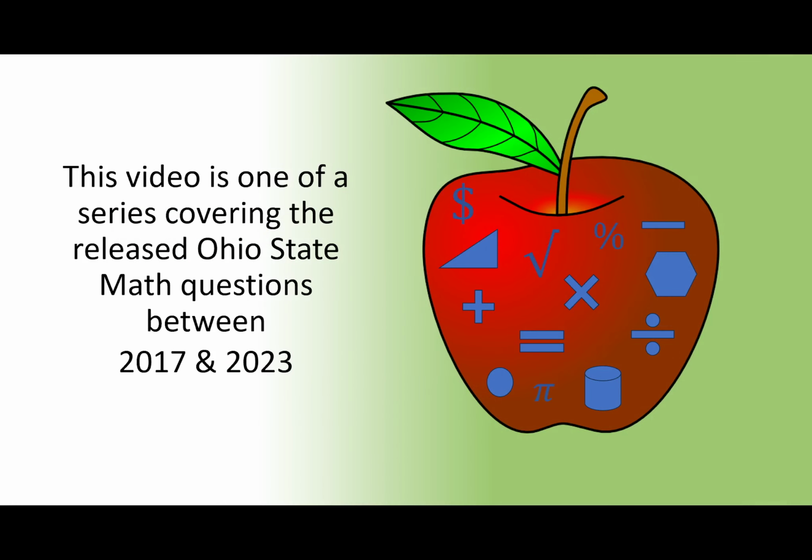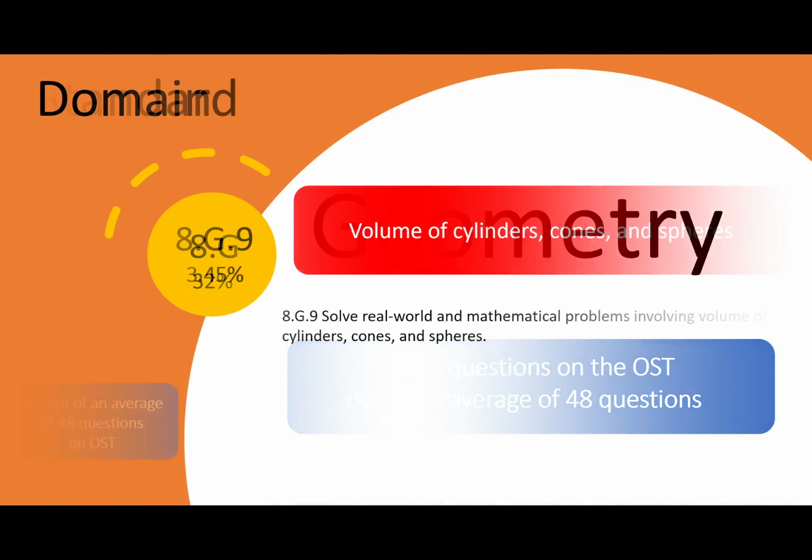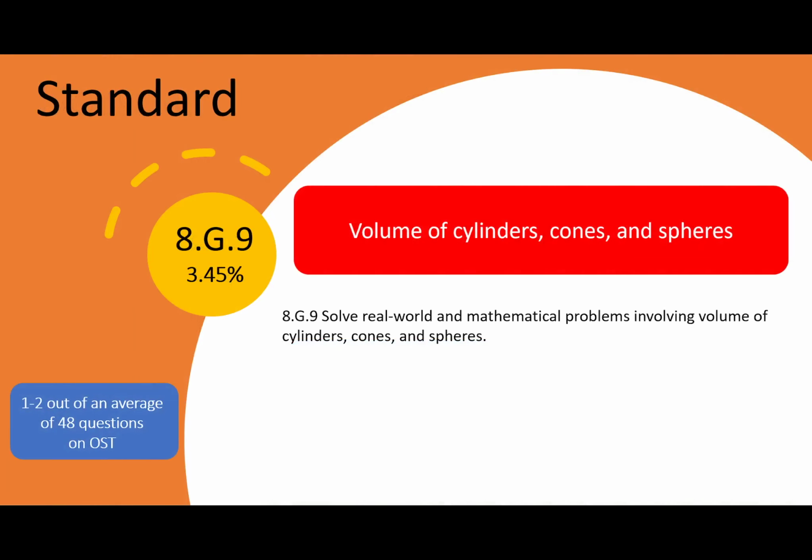This video is one of a series covering the released Ohio State math questions between 2017 and 2023. Geometry makes up almost one-third of the test questions. Standard 8.G.9. Volume of cylinders, cones, and spheres. Solve real-world and mathematical problems involving volume of cylinders, cones, and spheres. This is the last standard in the domain of geometry.